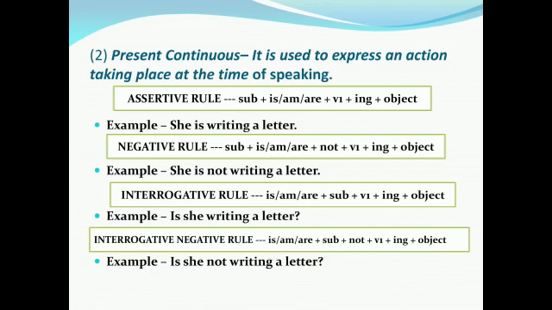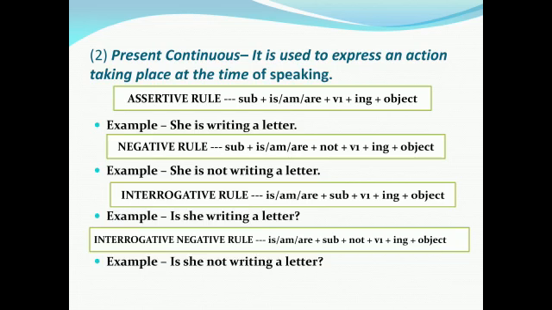Is she not writing a letter? Sorry, is she writing a letter? We'll take up "Is she not writing a letter?" as interrogative negative later after this. So is she writing a letter? That means again "is" is the helping verb which comes in the beginning to make it a question.